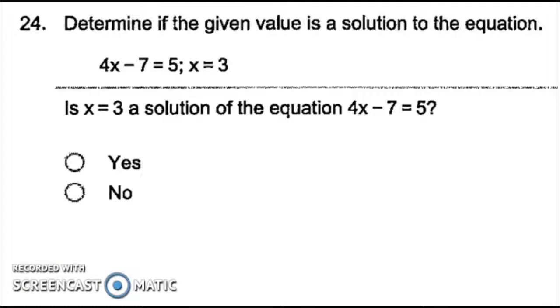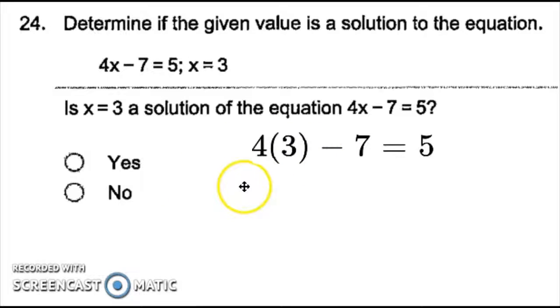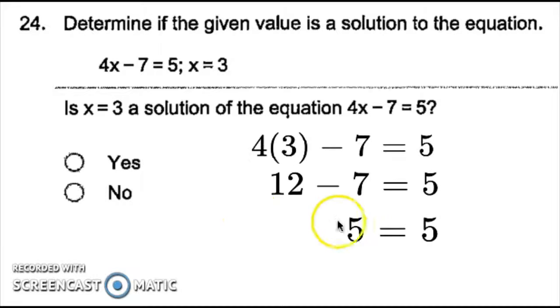Number 24 is asking you to determine if the given value is a solution to the equation. So it's asking if 3 is the solution to this equation. So what we need to do is substitute it in for x. So we take the x out and we replace it with 3. So then we'll have 4 times 3, which is 12, minus 7, which is 5. So 5 does equal 5. So that means x equals 3 is a solution to the equation. So number 24 should be yes.